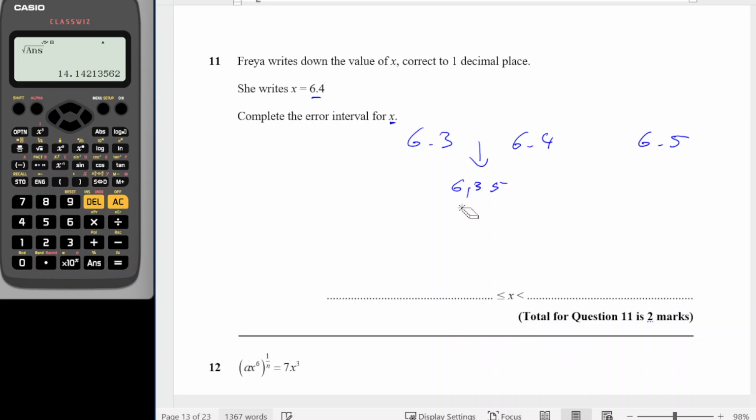And the largest number would be 6.45, although it couldn't actually be equal to that. So our error interval is 6.35 is less than or equal to x, which is less than 6.45.